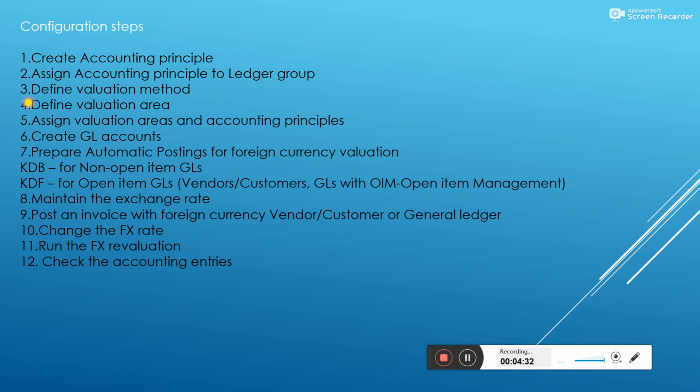These are the configuration steps. If you compare to SAP ECC, here you have a few extra steps added. Let's say creating accounting principle, assigning accounting principle to the ledger group, and assign evaluation area and accounting principles. These three steps are newly added in SAP S/4HANA. Before, in SAP ECC, we don't see steps 1, 2 and step 5. These are the steps we'll see in the system step by step, and let us understand.